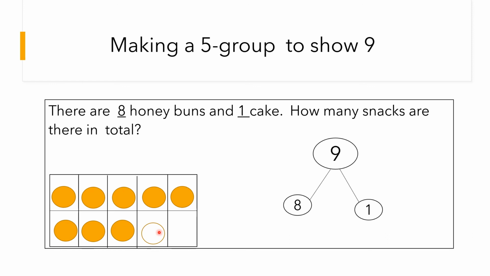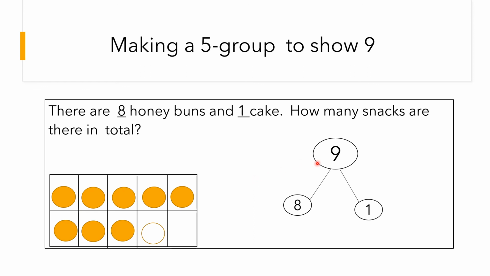Wow. Do you see how useful a 5 group is? We were able to organize our picture and to count correctly, all because of this great tool called a 5 group. So we know that we have 9 circles all together. We know that we have a part that was 8 honey buns, and we have another part that was 1 cake. Now we can fill in our number bond.